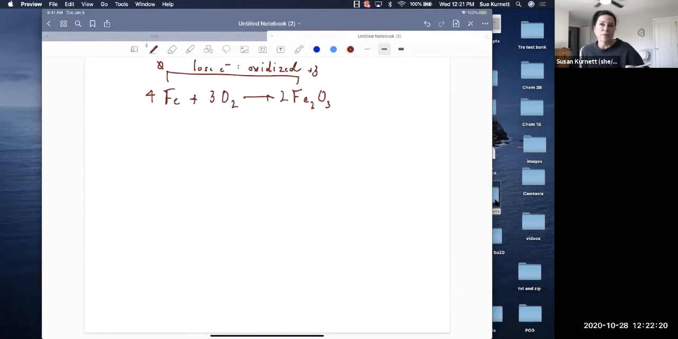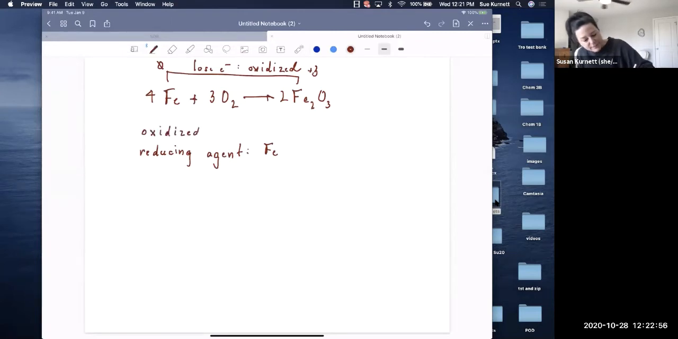And the one who brings about change is called the agent. And so the reducing agent is iron. Iron gave electrons to become iron 3, and by giving electrons, it allowed something else to be reduced. It caused reduction to happen. The thing that is oxidized is always the reducing agent. These always go hand in hand.